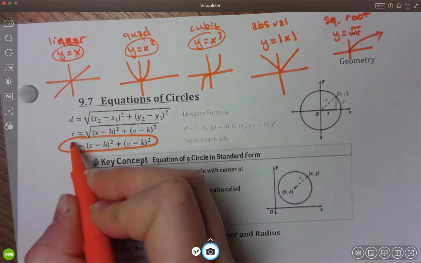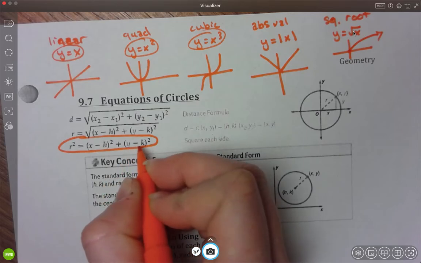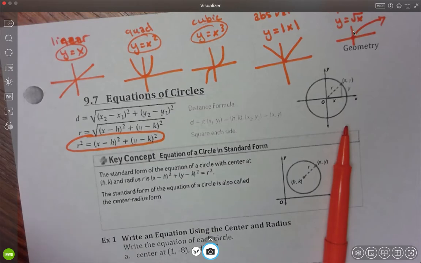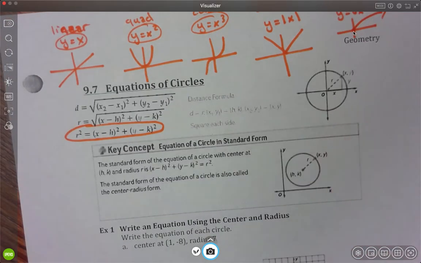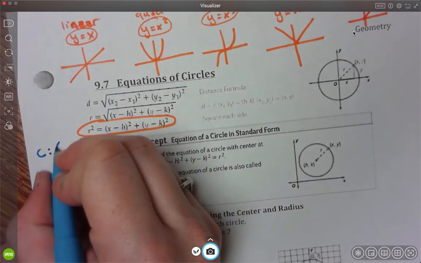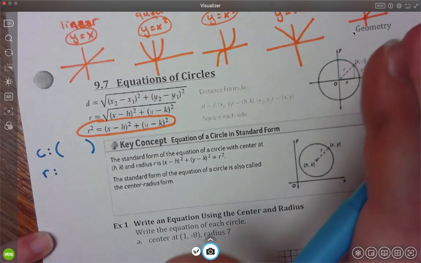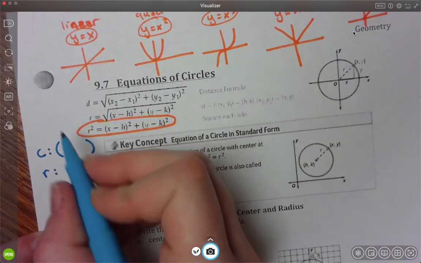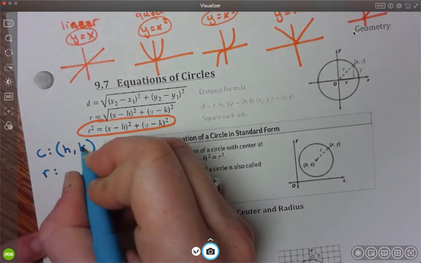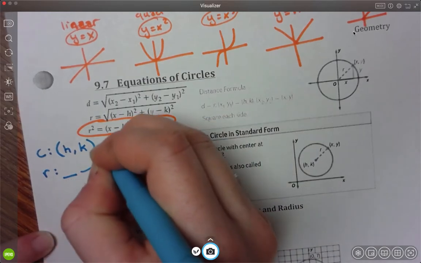It is the radius squared equals x minus h squared plus y minus k squared. The things that we need in order to write an equation of the circle, there's only two things. We need to know what the center is, and we need to know what the radius is. Those are the two things we need, and then we're done. The center of the circle is (h, k), and the radius of the circle, whatever that radius is, goes into this spot.